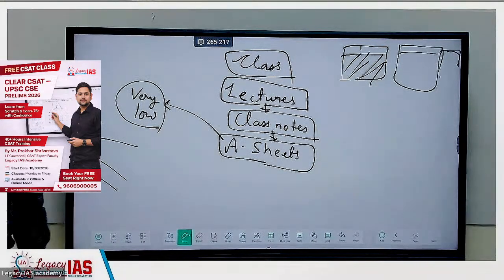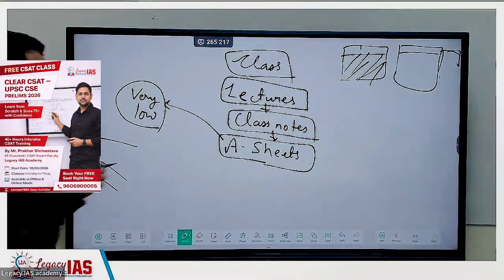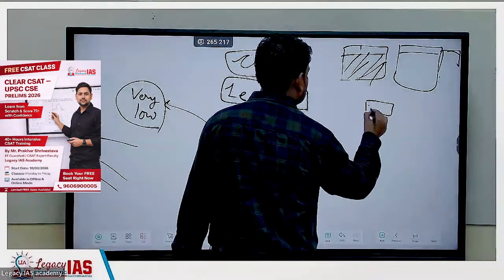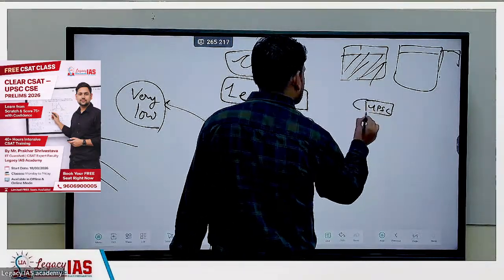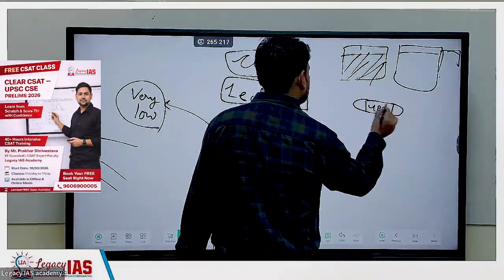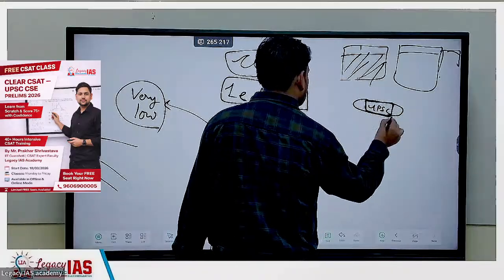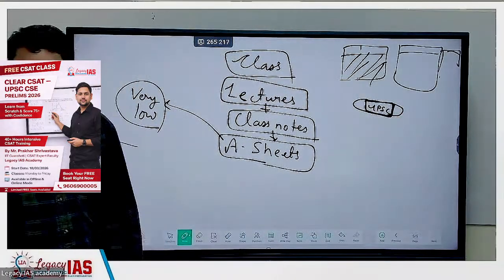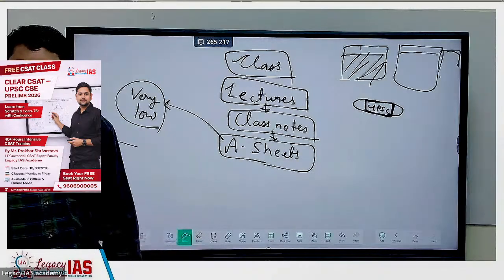Assignments would have questions, something of which can come in UPSC, or just above or below it. Like if this is the UPSC level, some would be below it, some would be above it, most would lie in this zone only. So these assignments you have to do at your home.